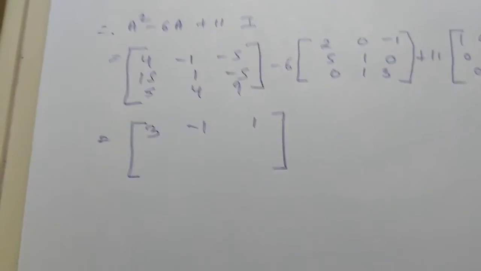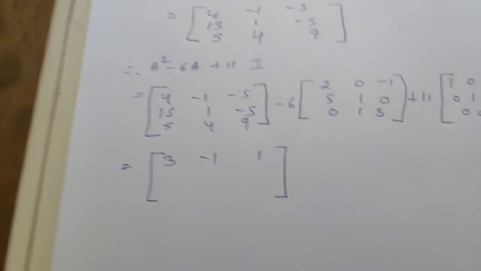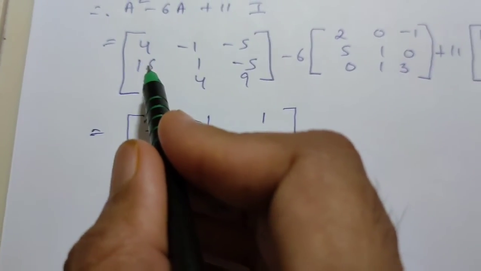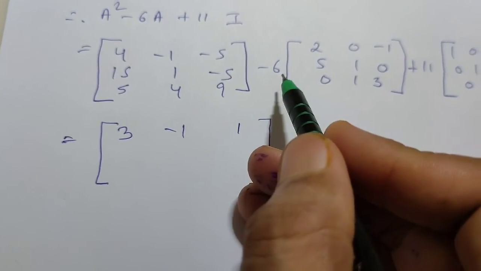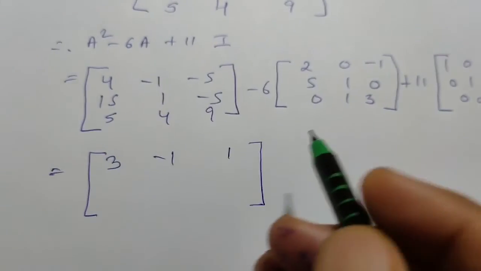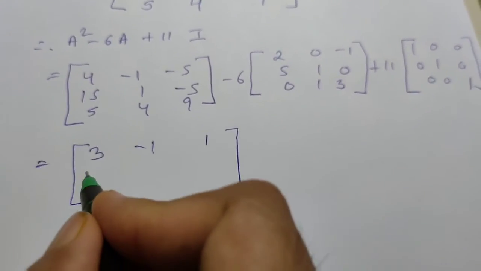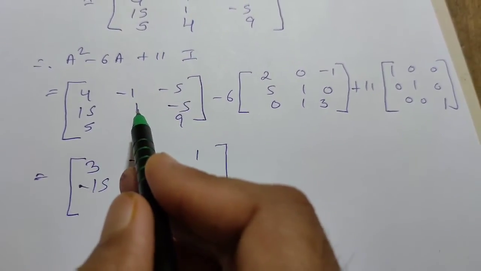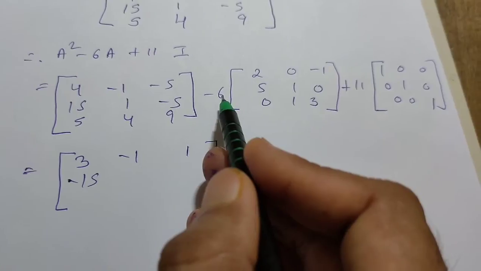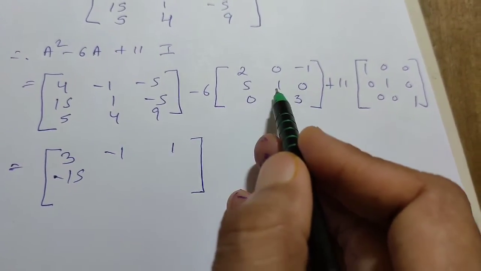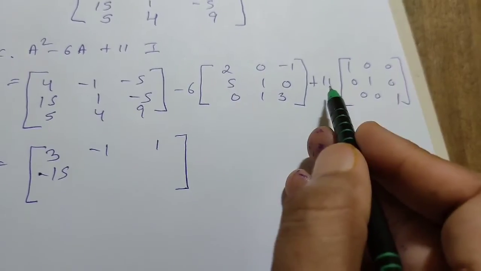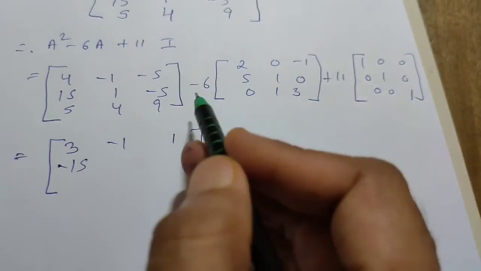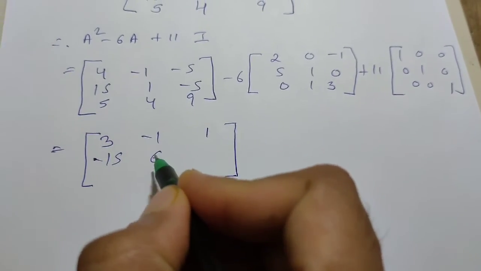Now let us do in the same way the second row. In the second row, we have 15 minus 6 into 5, which is minus 30, and here we have 0. So 15 minus 30 is minus 15. Then we have 1, and this is minus 6 into 1, that is minus 6, and plus 11. So 1 plus 11 is 12, and 12 minus 6 is 6.